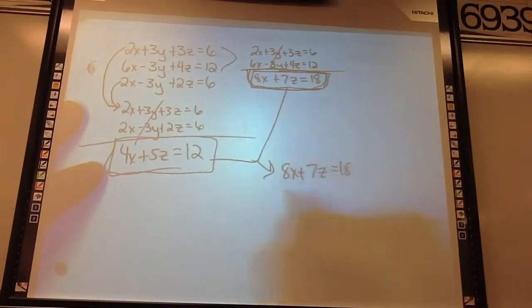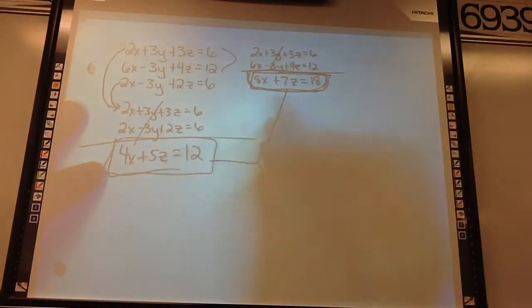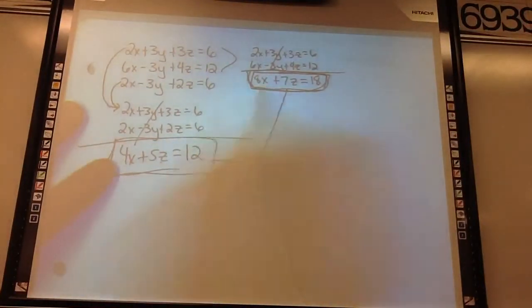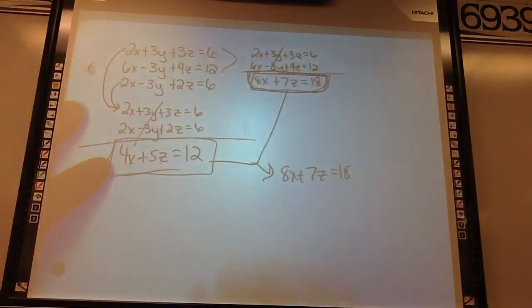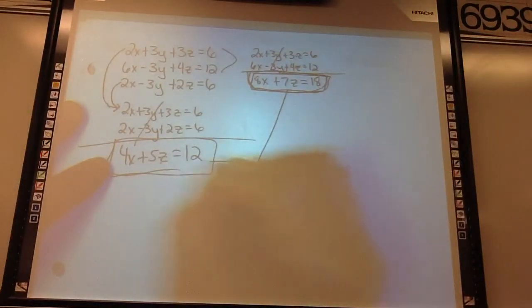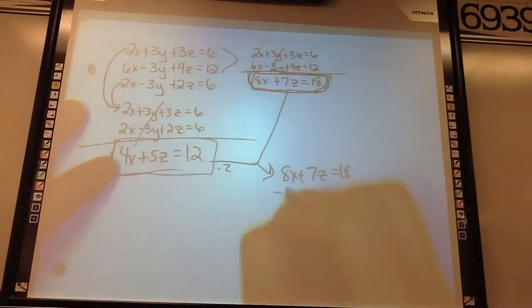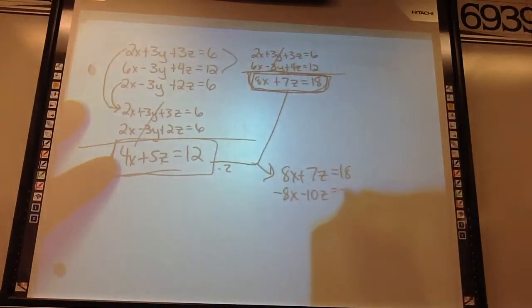We could eliminate the x or the z, it doesn't matter. So we could do 5 and 7 to get rid of the z. But it looks simple. Just do that one times negative 2. So that'll give me negative 8x minus 10z equals negative 24.